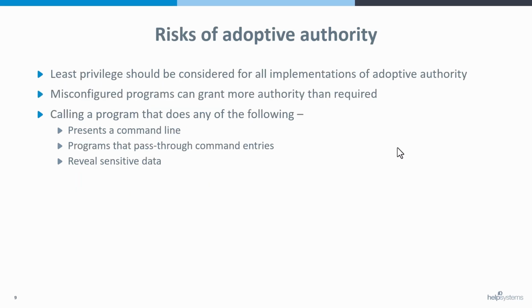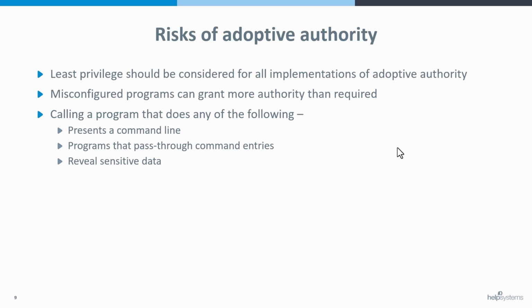So we've talked about some of the risks of adopted authority. Again, least privilege should always be considered when granting elevated privileges. Only grant the elevated privileges that are required. If a program does get misconfigured, it can grant more authority than appropriate, more authority than you intended. So ensure that you understand how those programs are being invoked and what those call stacks look like.